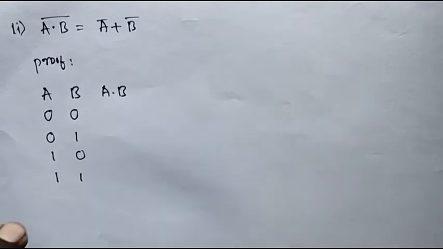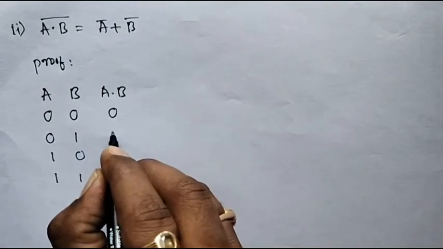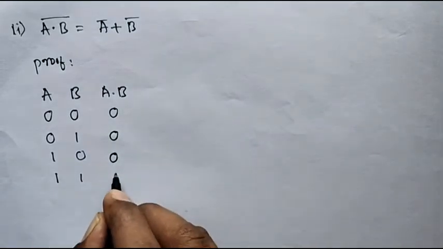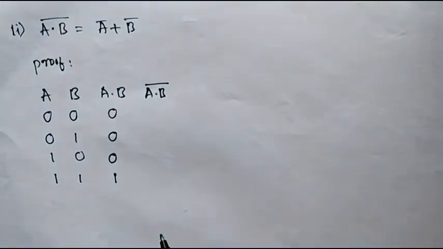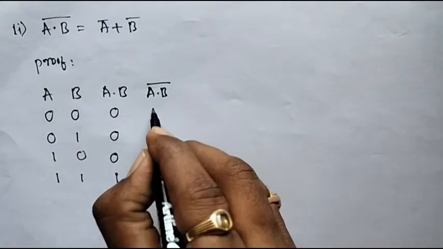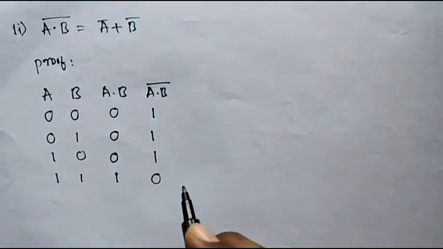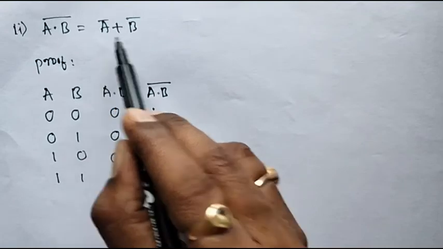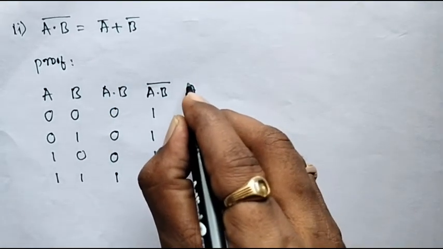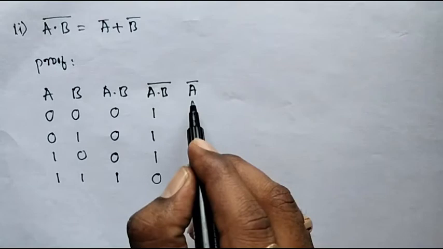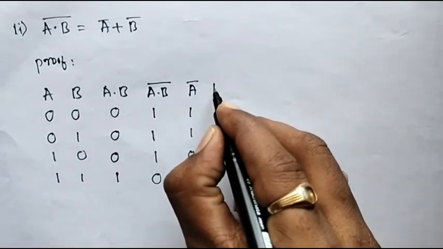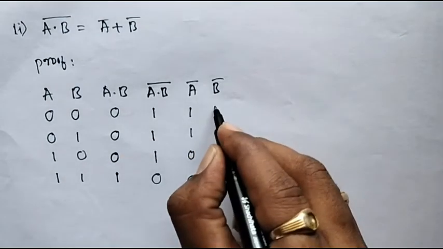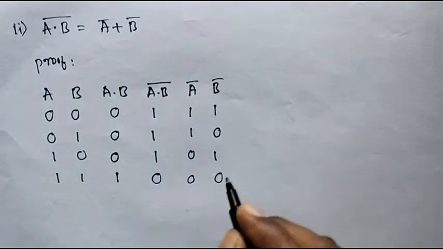A dot B is nothing but the ANDing operation between A and B. 0 0 0 1. (A dot B) whole bar is nothing but the complement of the A dot B column, that is 1 1 1 0. On the RHS we have terms A bar and B bar. First we'll implement A bar. The A bar column is the complement of A, that is 1 1 0 0. B bar is the complement of B, that is 1 0 1 0.